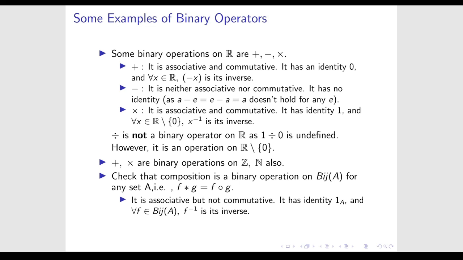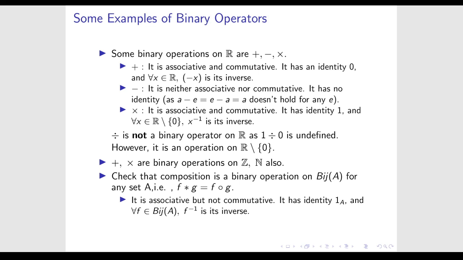Multiplication is associative and commutative, it has identity 1, and for all x in R minus 0, x inverse is its inverse. By x to the power minus 1, we actually mean the reciprocal of x. Note that division is not a binary operator on R, as 1 divided by 0 is undefined. However, it is an operation on R minus 0. Plus and multiplication are binary operations on Z and N as well.